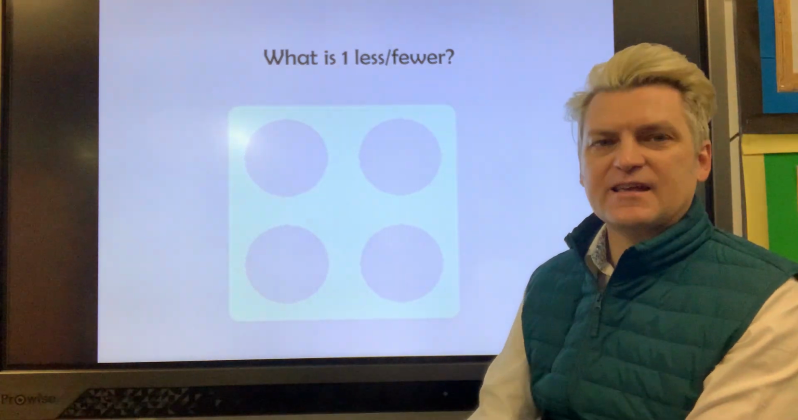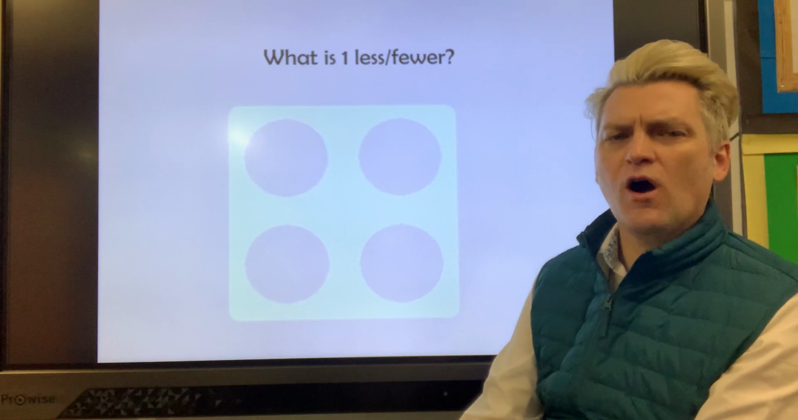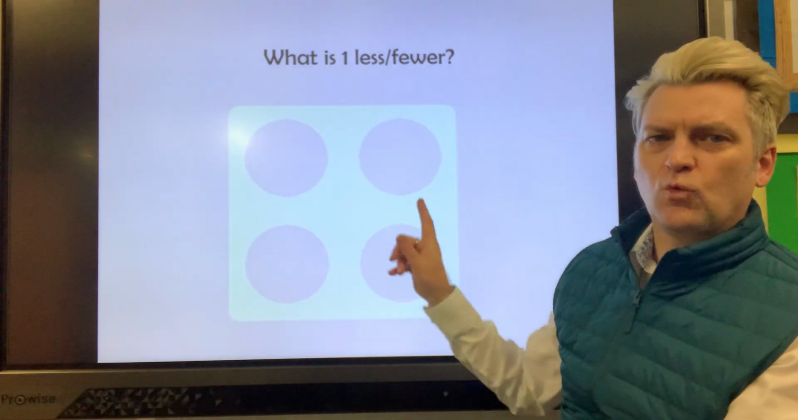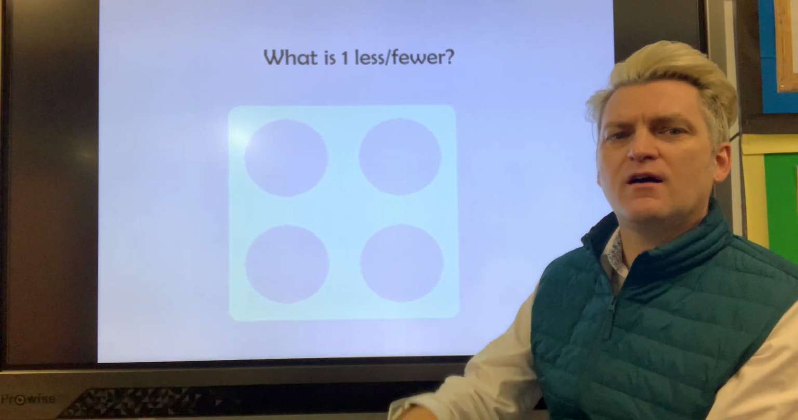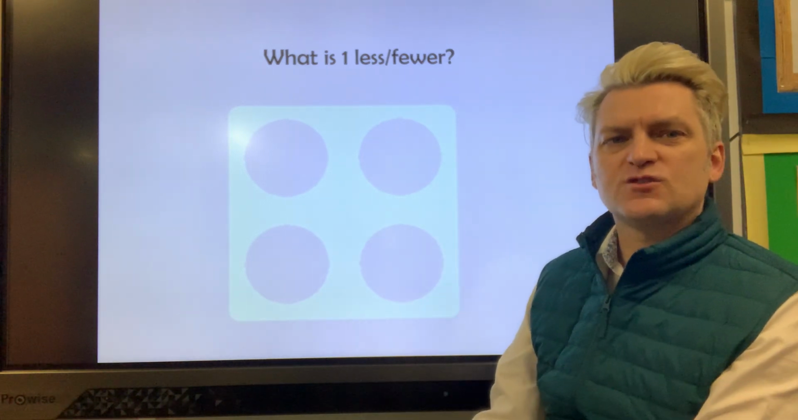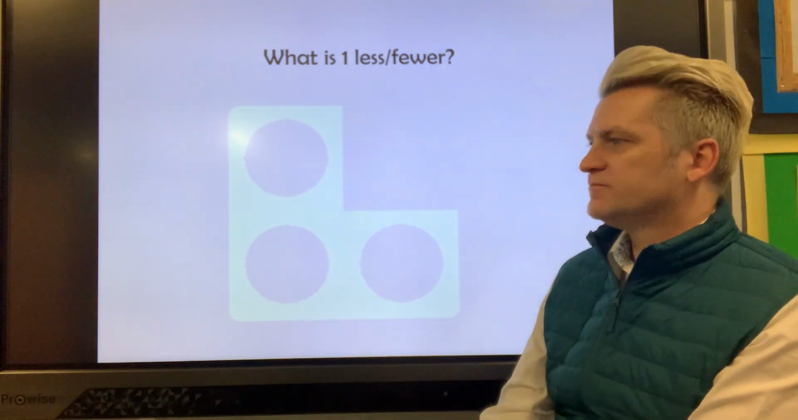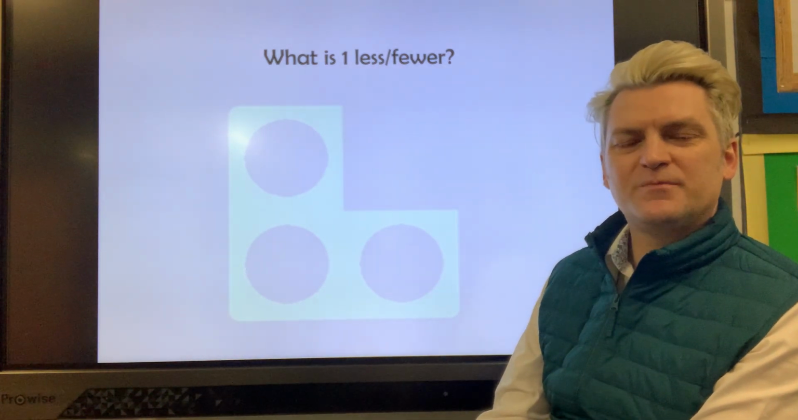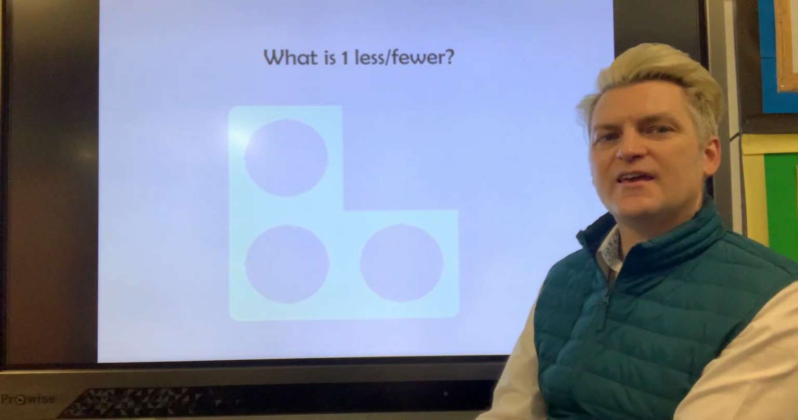Now, here is our next job. And I want to know, what is one less or one fewer? What is this numicon? It's the numicon for the number 4. So 1 less than 4, 1 fewer than 4 is, what's that shape? It's the 3 shape. So 1 less than 4 is 3.